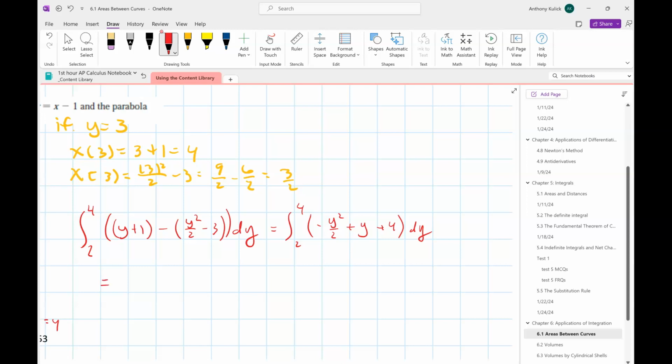All right. Let's do our antiderivative. So what's the antiderivative of negative y squared over 2? Over 2 times 3, right? Or if you want, we could do that. Maybe that way is a little clearer as to what we did, right?